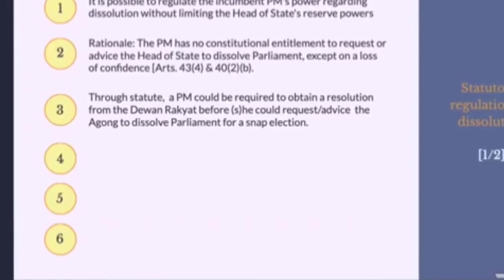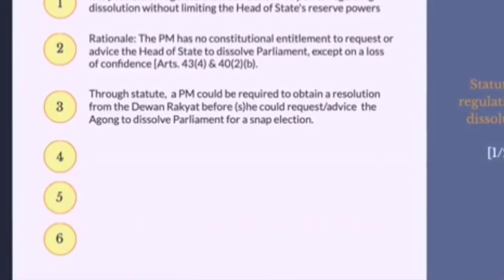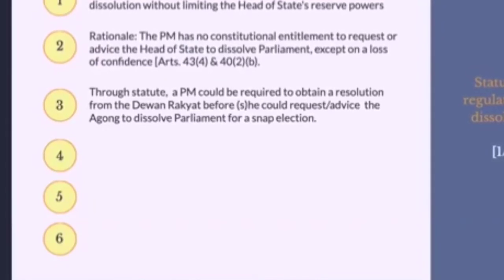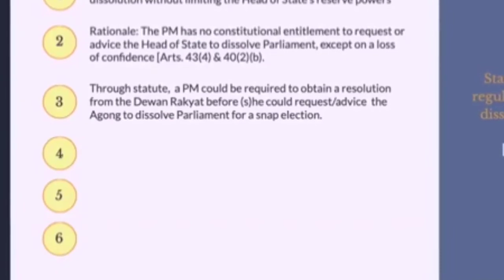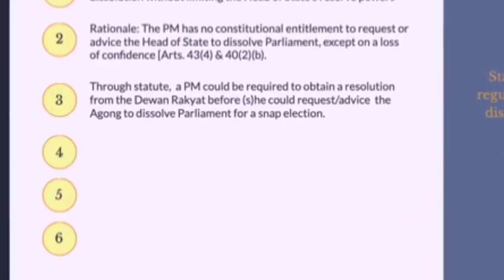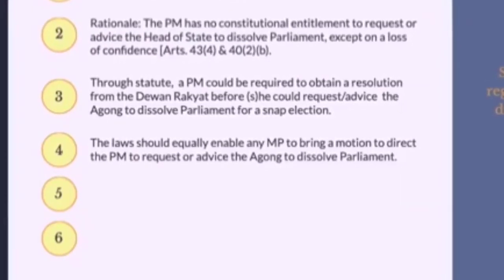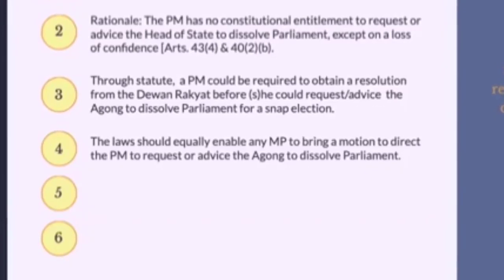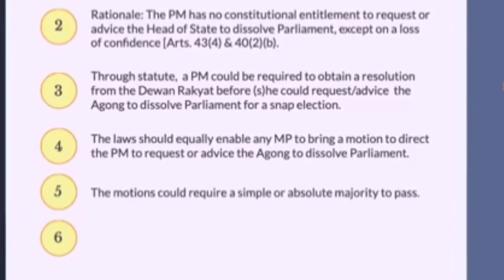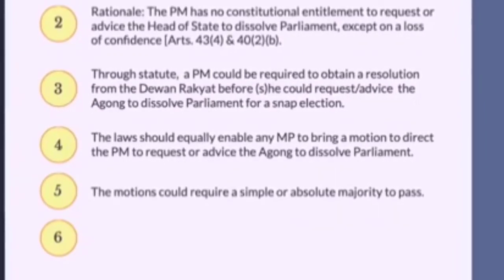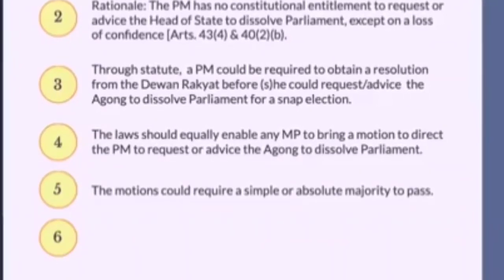So running on that basis, my view is that if we were to enact a type of fixed term laws, it wouldn't be contrary to the Constitution. So through statute, a PM could be required to obtain a resolution from the Dewan Rakyat before she could request or advise the Agong to dissolve Parliament for a snap election. The laws should equally enable any MP to bring a motion directly to Parliament to request the PM to so advise the Agong. Now, the Act must specifically preserve the Agong's reserve powers in terms of dissolution. So the ultimate decision is still the Agong's.